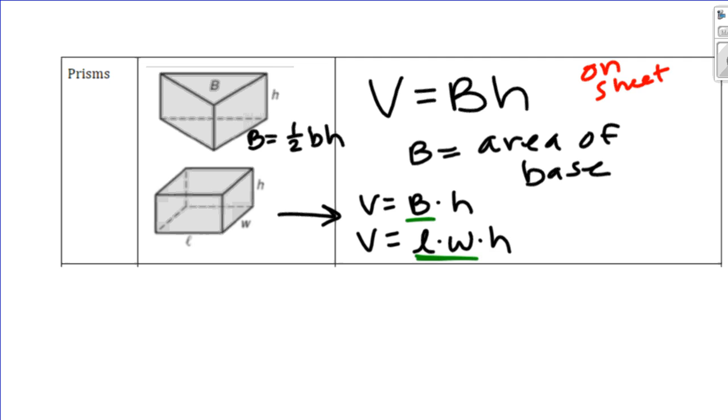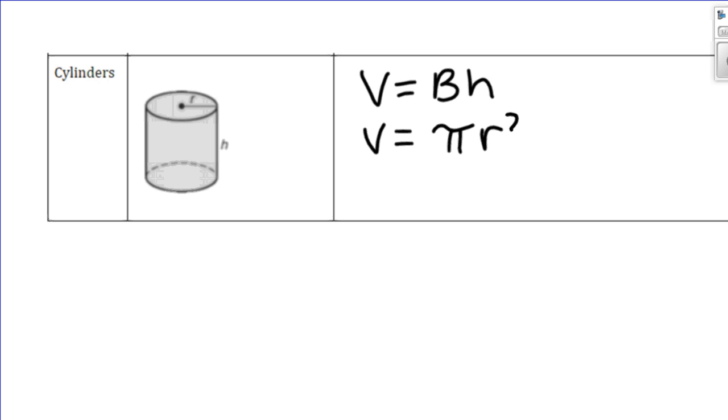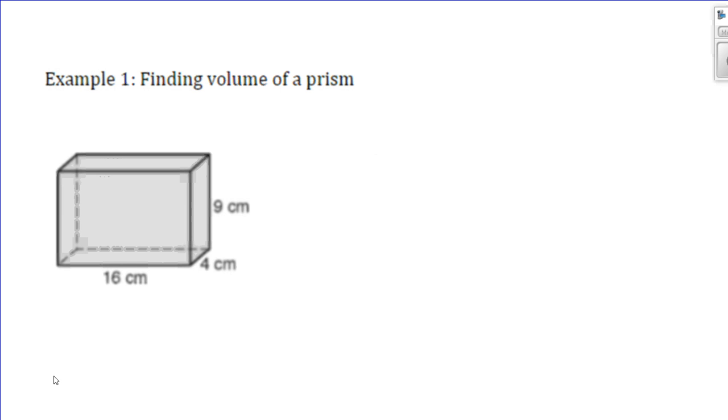Okay. And then for cylinders, they also have a pretty similar one. We can call it big B times H. A lot of times we just write this as pi r squared. Big B is the area of the base, which is going to be pi r squared. We have a circle, so we're talking about pi r squared.